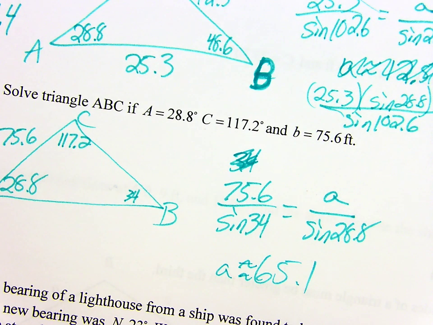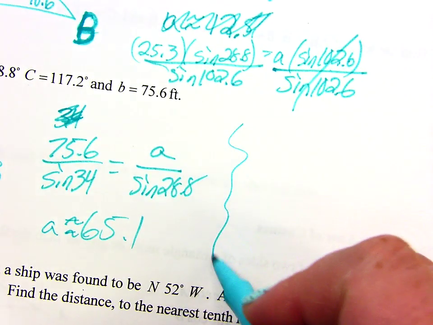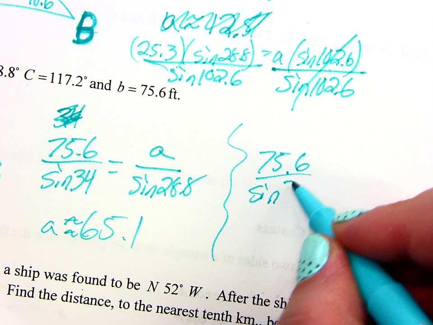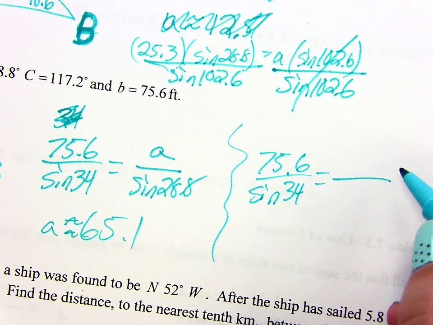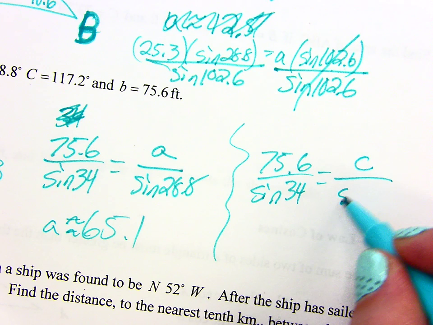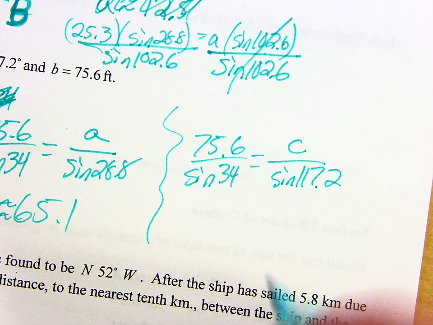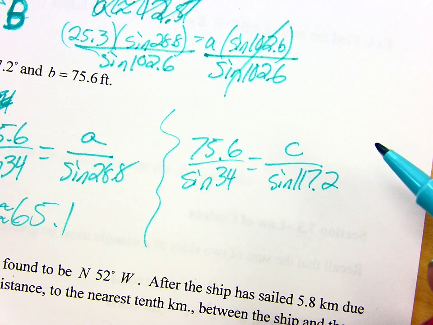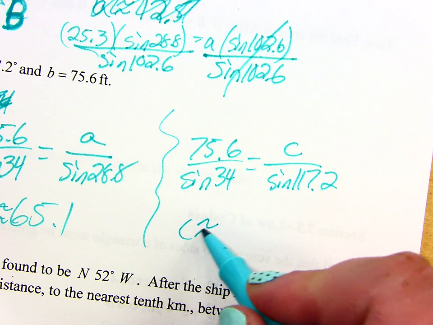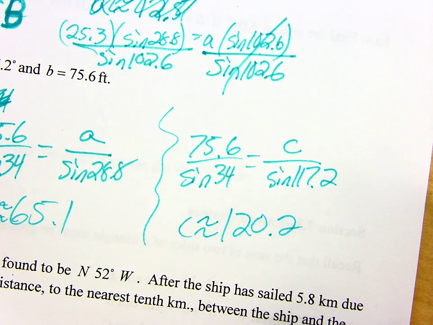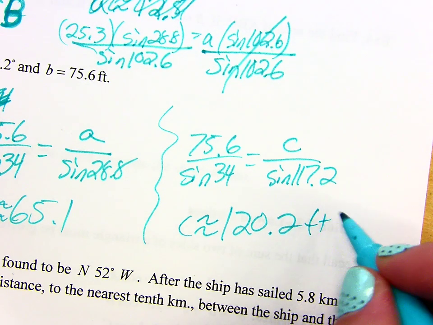Did you all get 65.1 for A? You may not have solved it exactly the way that I did, but that's fine. And then I did the same thing, but I'm going to solve now for C. And again, I would start off with 75.6 over sine of 34. I would not use the answer I just got for A to get my answer for C, because what if it's wrong? And even if it's not wrong, it is rounded. So there is a proportion that will solve for C. So you should have gotten C to be approximately 120.2. Did you? Oh, good. We're in feet, so these are feet.